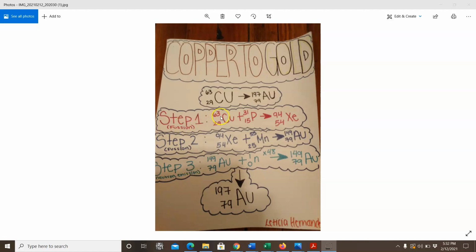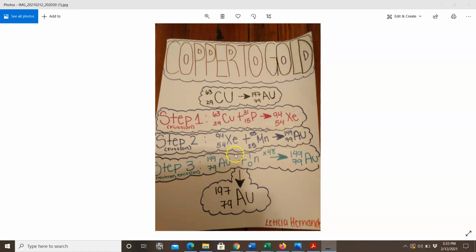You need to do it in 7, but as you can see, for each step, what they did was first they started off with copper 63, and they did a fusion reaction with phosphorus 31. So they fused them together to create a larger nucleus. This is xenon 94. And then they took what they got from that first step, xenon 94, moved down to the second step, and then they did a fusion with xenon 94 and manganese 55. Combined those together, and then they created gold 149.